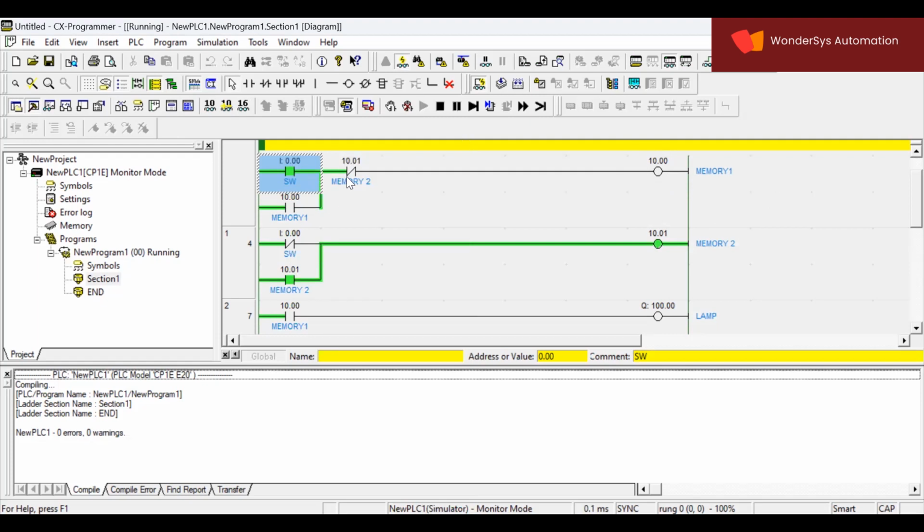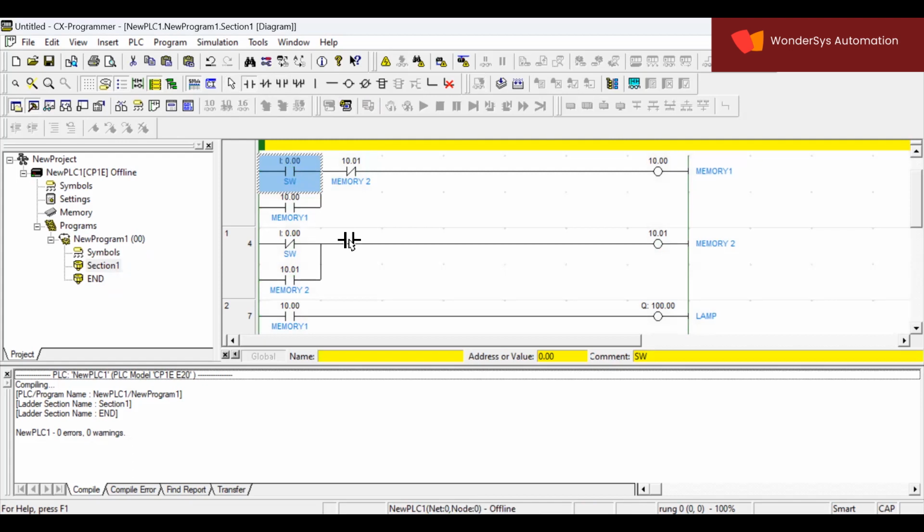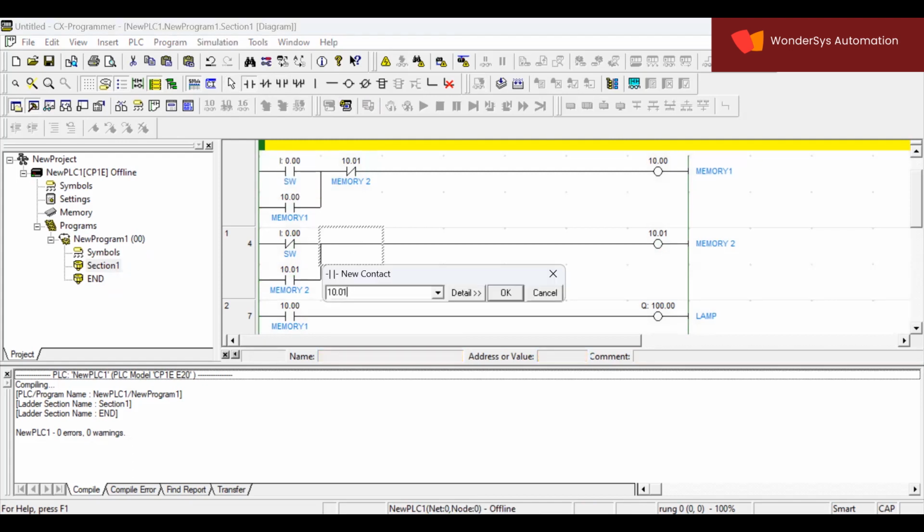Why? Because of memory 2, right? Now what I have to do, whenever I switch it on, it should store the on state. Memory is in the off state, ma'am. So for that reason, I'll be taking another NO switch here.